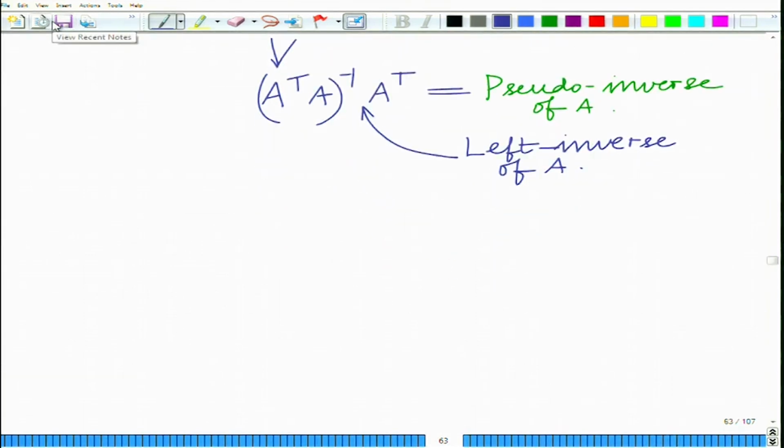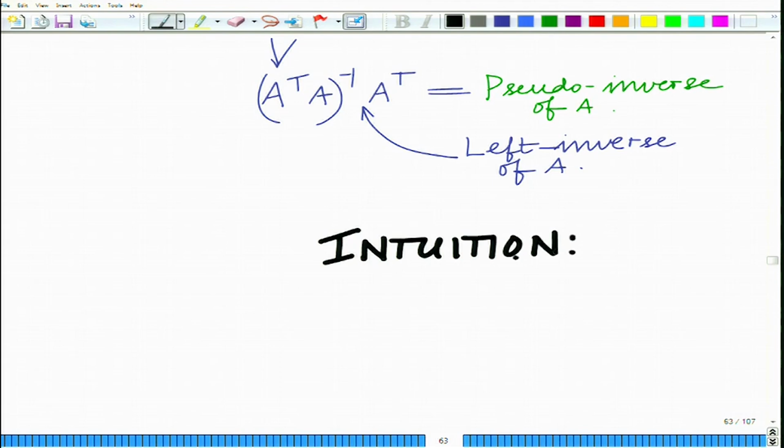Now, to explore this further and get some intuition behind this solution, what we want to do is get some intuition behind the least squares solution, and the intuition is very interesting.